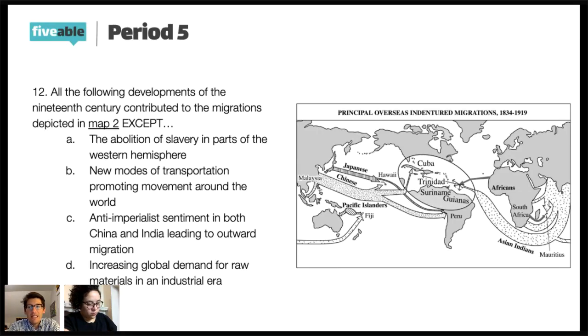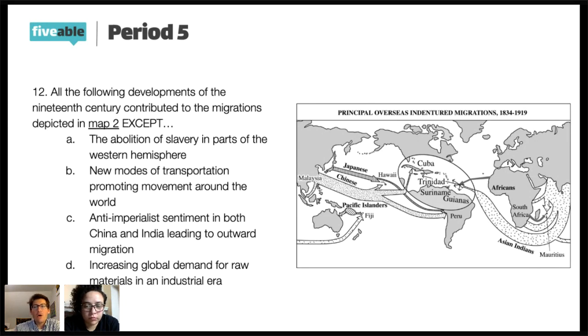Anti-imperialist sentiment in China and India leading to outward migration. Now, this one is really worded real fancy, but anti-imperialism, while certainly there was that in China and India, would not necessarily lead to people leaving those countries. You would see in India instead people fighting to push out the British, or in China, people fighting to push out the British and the French, or any other people who had spheres of influence. But that wouldn't necessarily explain why people are migrating from one place to another.